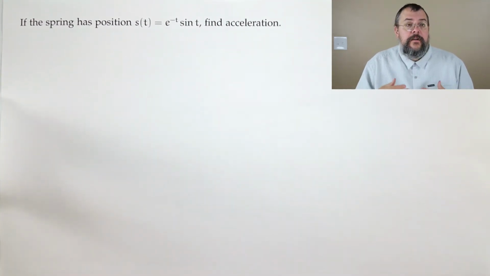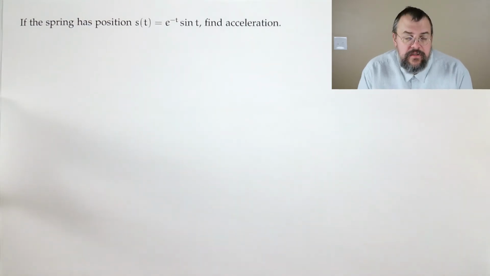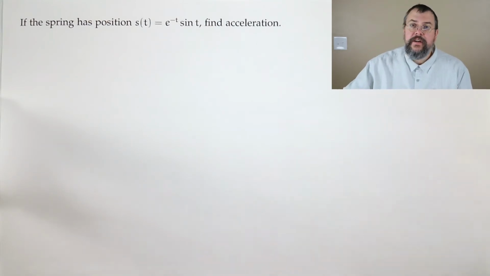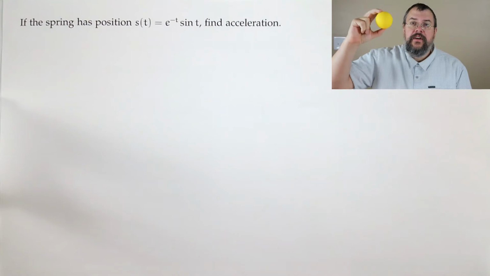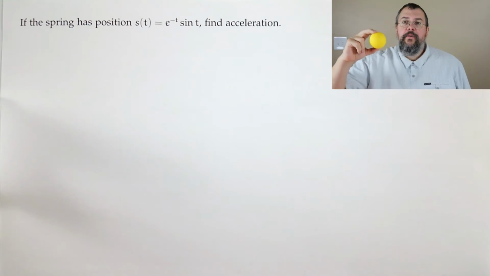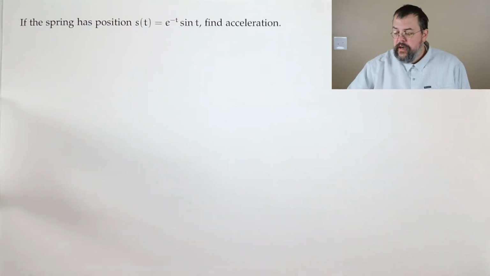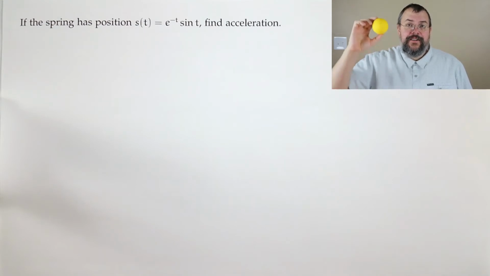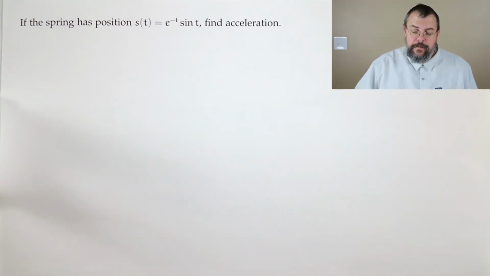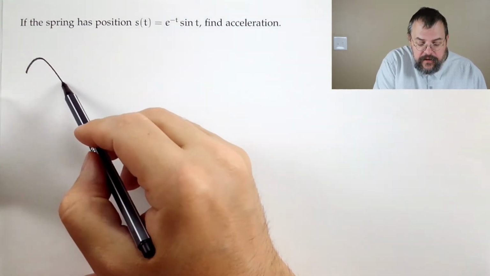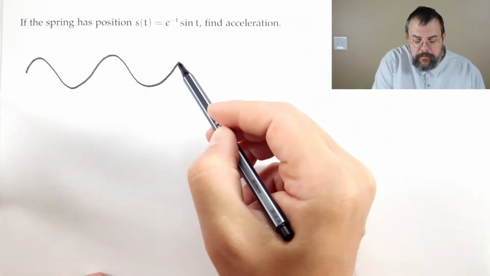So, if the spring has position s of t equals e to the minus t sine t, find acceleration. So what's happening here is you have a spring. So you should think of it as moving up and down. The spring is attached up here, and it's just going up and down. Now, what's happening when you see e to the minus t sine t? Now, in a perfect spring, it will just keep oscillating forever, up and down and up and down. So when you look at a spring of that form, what you see is if you look at the height over time, it follows this nice sinusoidal pattern.